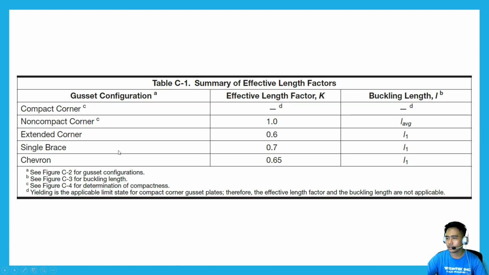So here's this table again for compact corners. There's no value for K and buckling length because per note D, yielding is the applicable limit state for compact corner gusset plates. Therefore, the effective length factor and the buckling length are not applicable. So when we design compact corners, we don't need to check compression buckling. We only need to check the gusset for tension yielding.